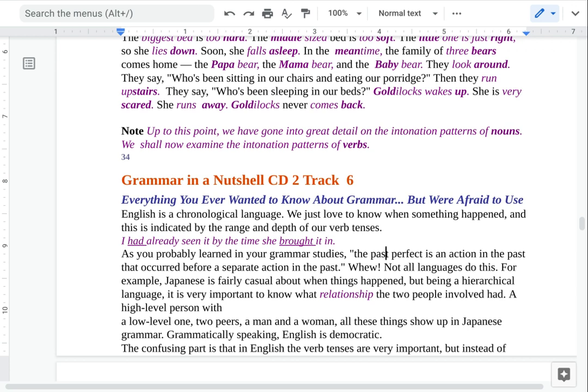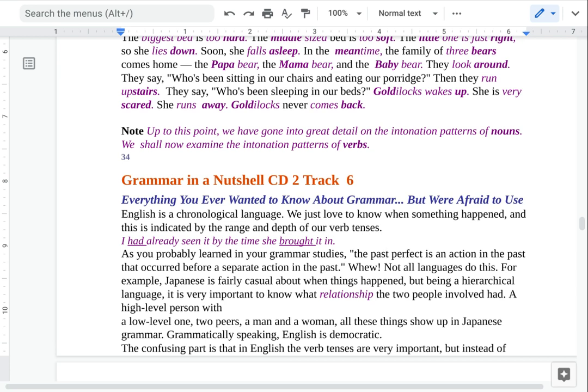Phew, not all languages do this. For example, Japanese is fairly casual about when things happened, but being a hierarchical language, it's very important to know what relationship the two people involved had. A high level person with a low level one, two peers, a man and a woman, all these things show up in Japanese grammar. Grammatically speaking, English is democratic.